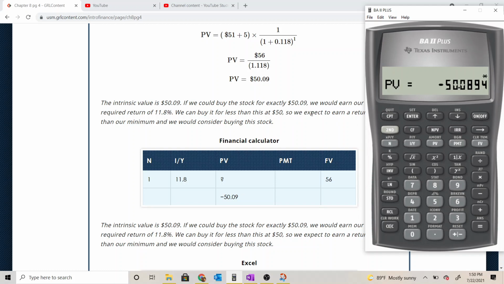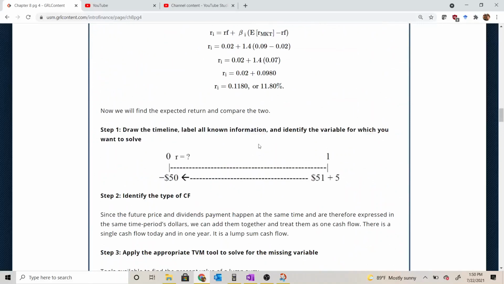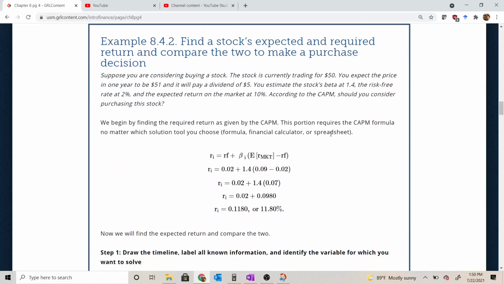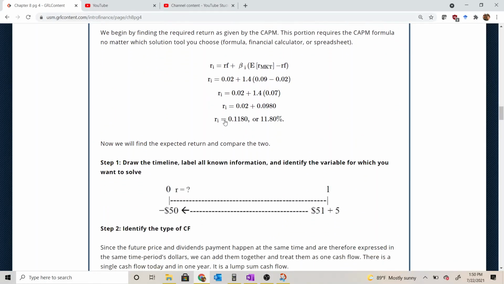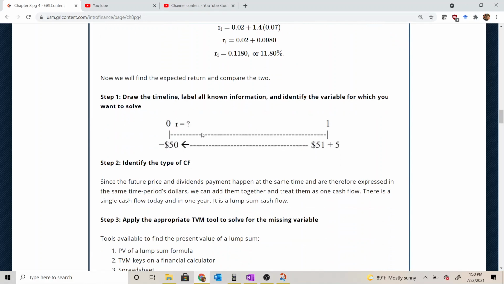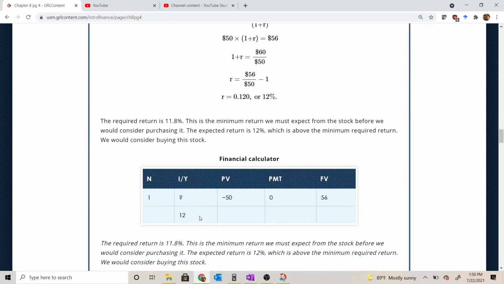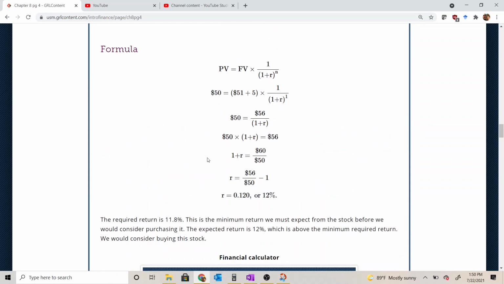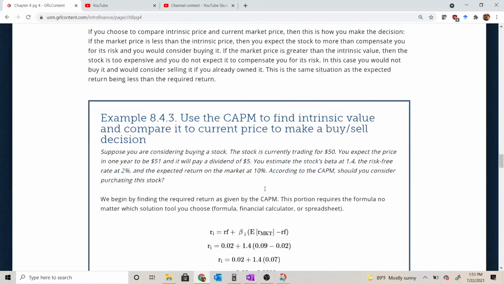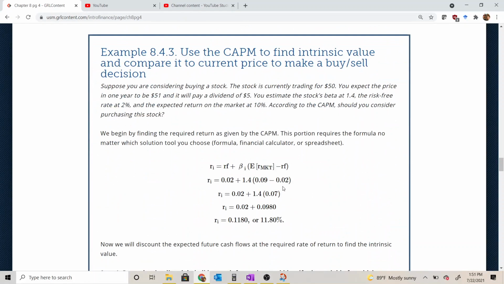And now note, that's exactly the same conclusion we came to in the previous example in 8.4.2. Here we use that same capital asset pricing model, but we calculated the expected return based on a price of $50, right, and came up with an expected return of 12%, which is higher than our minimum required return, so we said we would consider buying it. In this example, we did the same type of analysis. We just did it using prices instead of returns.